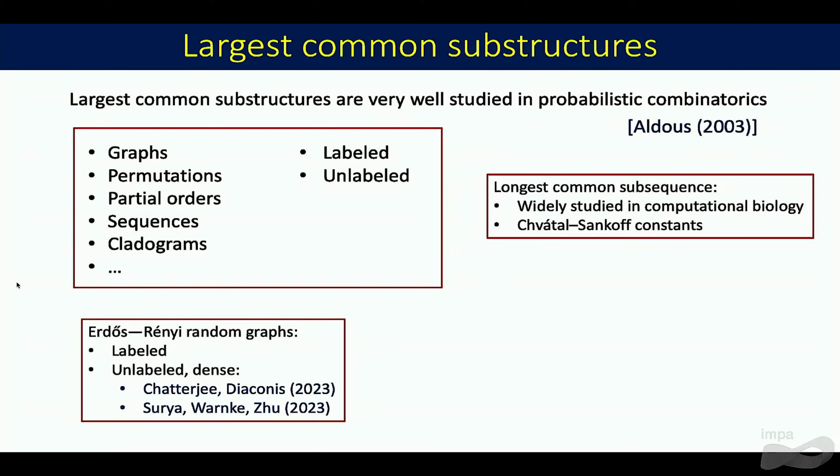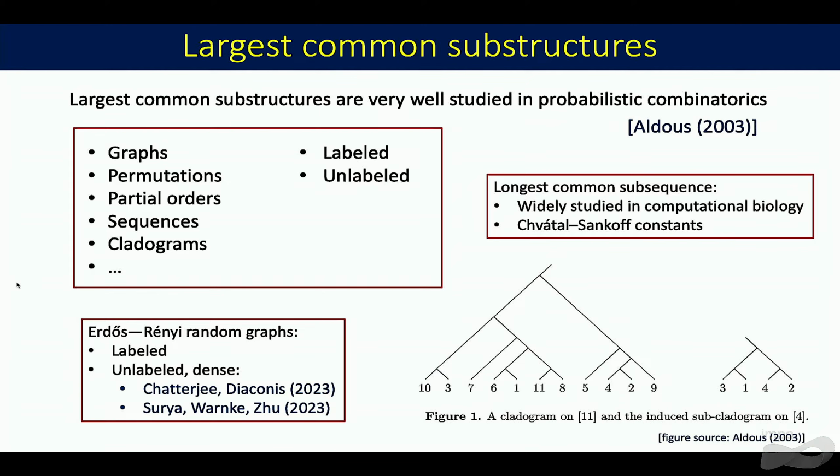Another example is, suppose I have two sequences, and I'm interested in their longest common subsequence. This is a very widely studied problem because it's super important in computational biology if you want to compare two DNA sequences. And here also the random case has received lots of attention because, in the limit, these so-called Chvátal–Sankoff constants appear, which, to this day, we don't know what they are. In fact, I think on the arXiv, in the past month, there were some new works getting improved bounds on these constants.